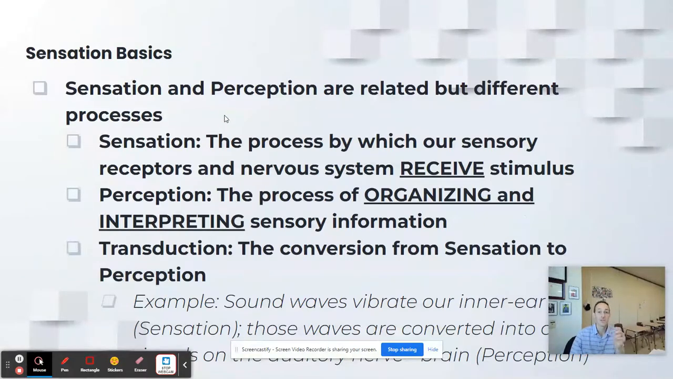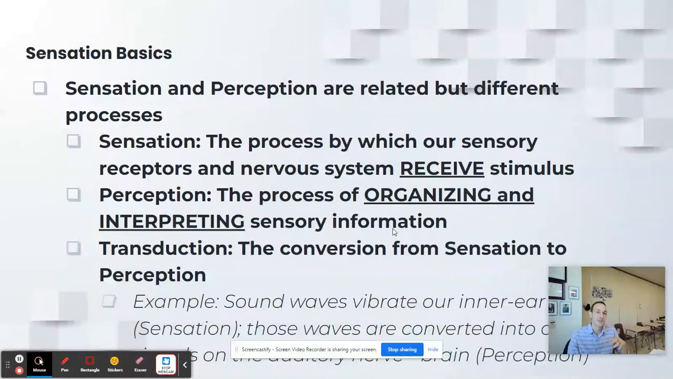The process by which you move from sensation to perception is something called transduction. So to transduce means to move from sensation to perception. So for example, in your ears, we'll be learning about hearing, or audition, eventually. Hearing involves sound waves that come into your ear, and it vibrates your eardrum, and there are these tiny little bones in there called ossicles, and those vibrate as well.